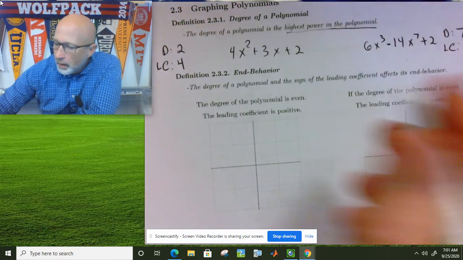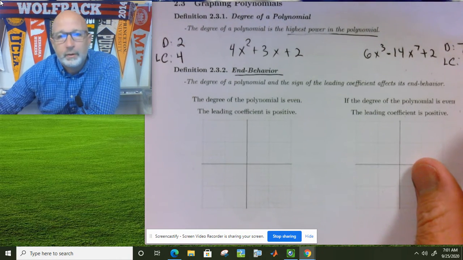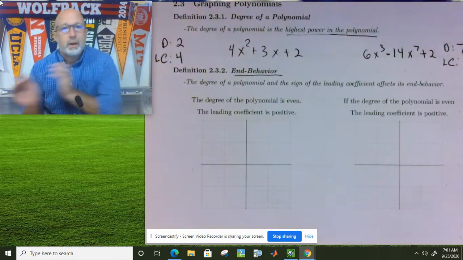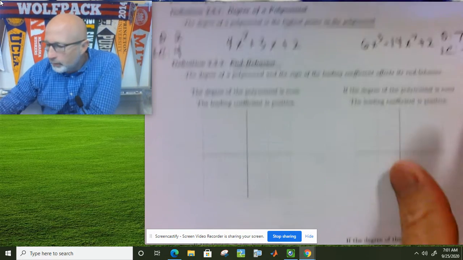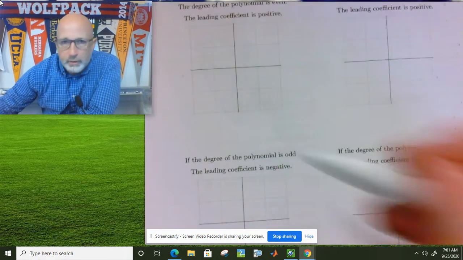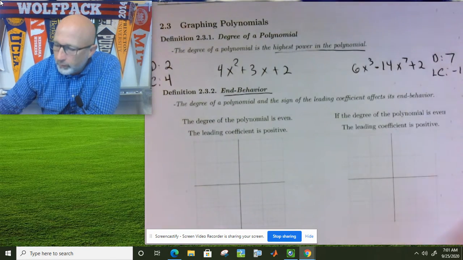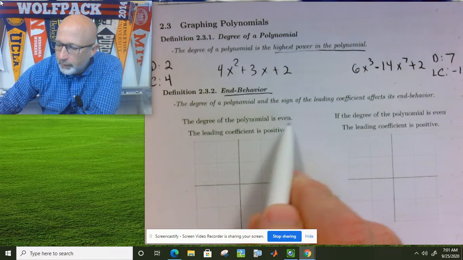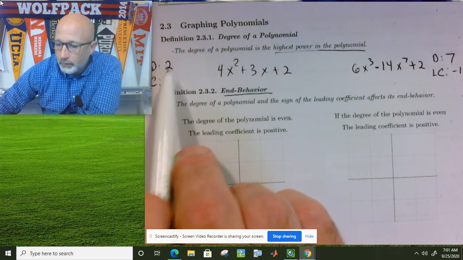Okay, let's talk about end behaviors. End behaviors are what happens as the graph goes out in both directions forever. What does it go to? Okay, so there's 4 different basic ones you have to learn about here with polynomials. So the first is if the degree of the polynomial is even. So this one, for example, was even up here. So that's what we're talking about.